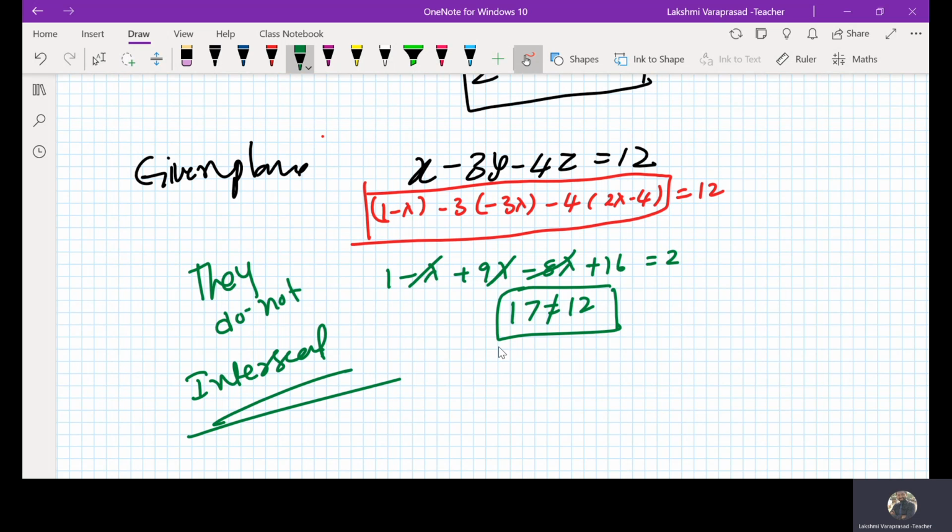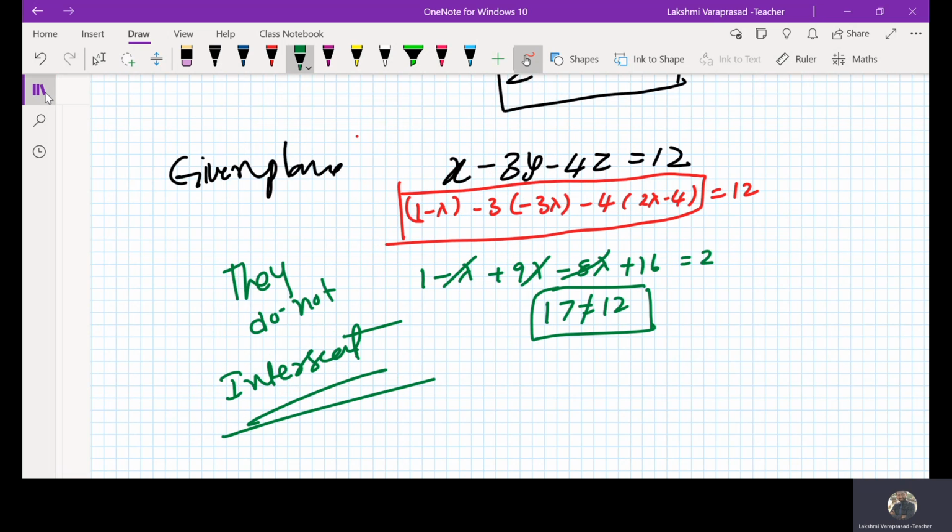They do not intersect. See, if they intersect, we would be able to find the lambda here. But here, lambda is getting eliminated, and there are two constants. Two different constants cannot be equal. So that means that the line and plane do not intersect.